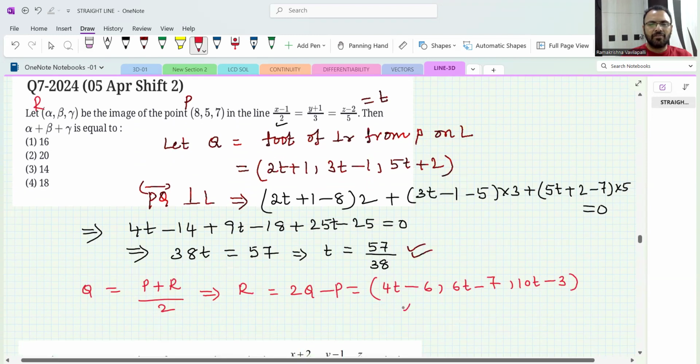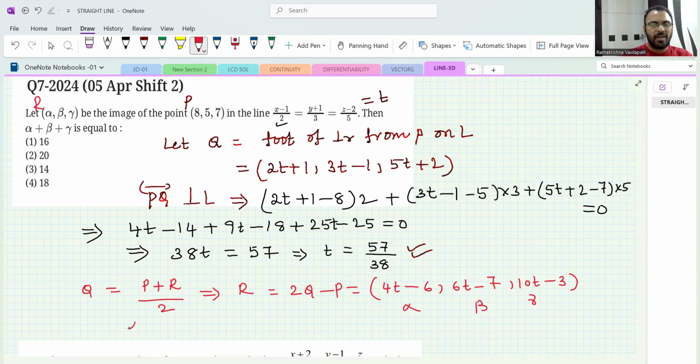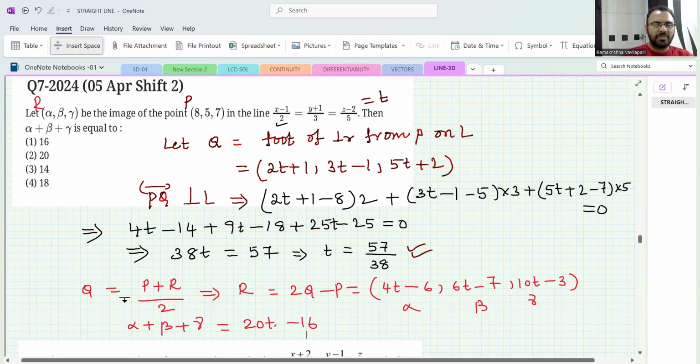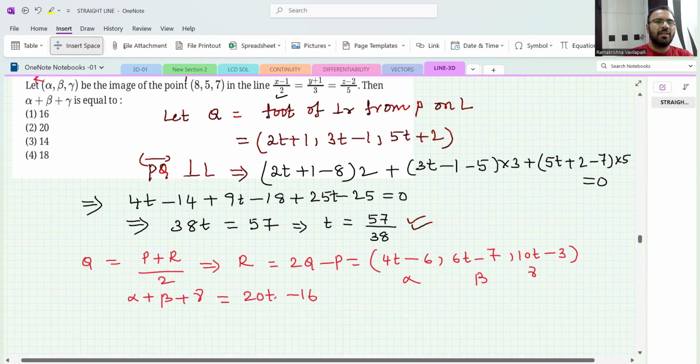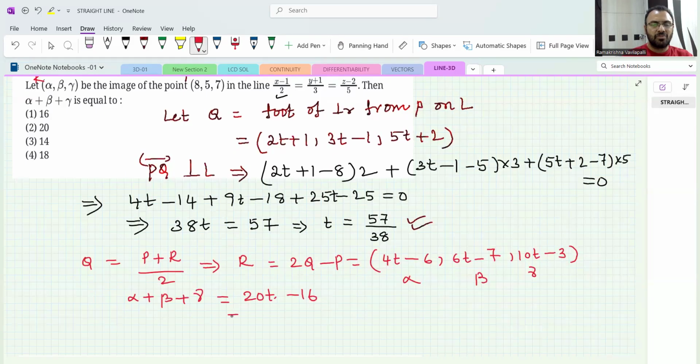So here they are asking what is the sum of these coordinates. So alpha plus beta plus gamma is equal to, we got that it is 20t minus 16. Substitute that value of t, you will get the answer. This is equal to, substitute t equal to this, you will get 570 by 19.